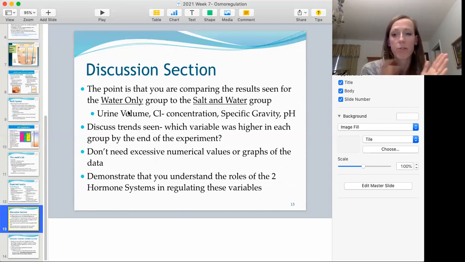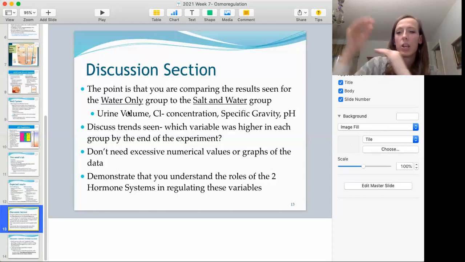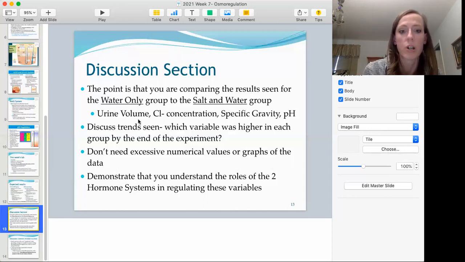You don't want to really focus on over time, like at the beginning. You want to focus on where, at the end of the experiment, the two groups lie in relationship to each other for the 4 different parameters: volume, chloride concentration, specific gravity, and pH. So in the discussion section, you want to discuss trends. You don't need to give me a whole lot of numbers.